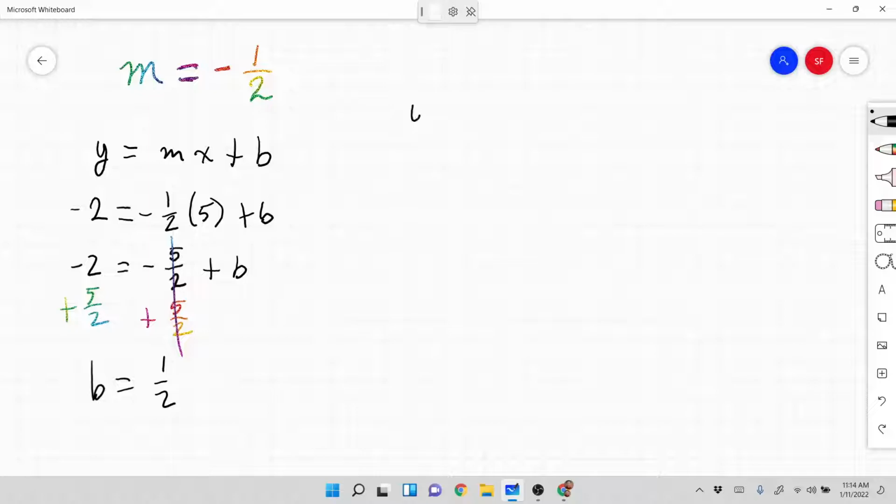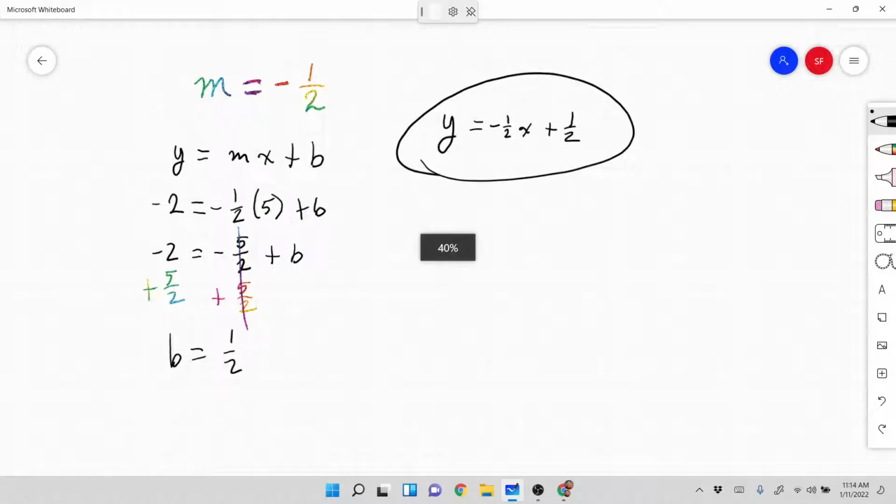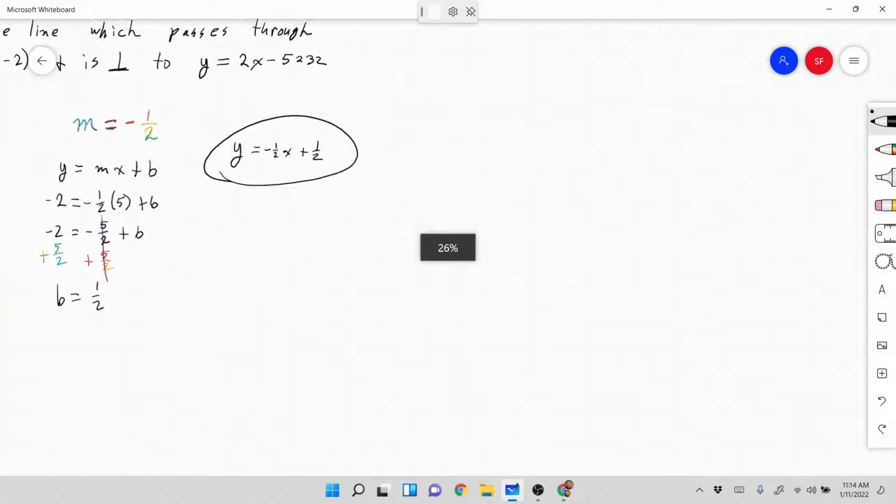So what's the equation of our line? What's the slope of our line? Negative 1/2. So y equals negative 1/2 x plus 1/2. Which is going to be 0 if x was 1.